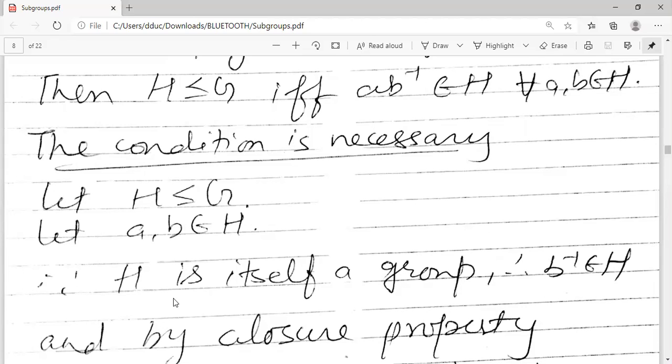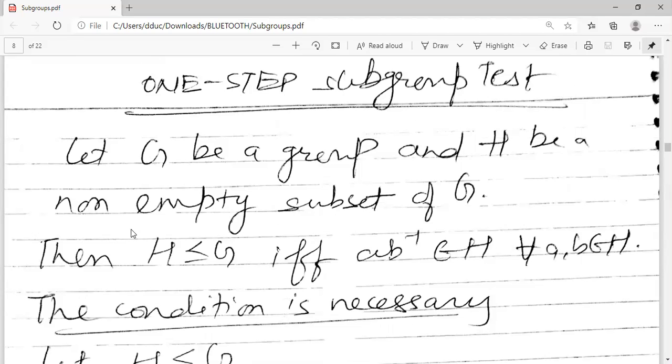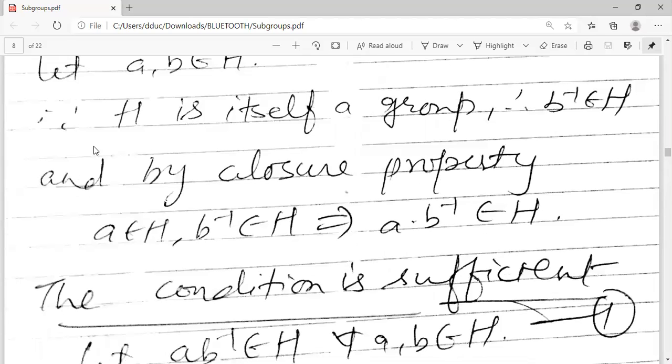Now, because H is itself a group, because it is given that H is a non-empty subset of G, and you have supposed that H is a subgroup of G. So subgroup means it is a group in itself. So because H is a group in itself, therefore if B belongs to H, then its inverse also belongs to H. So B inverse belongs to H. And by closure property, if two elements are there in a group, then their product is also there. So if A belongs to H and B inverse belongs to H, this implies that A times B inverse also belongs to H. So this thing is proved.